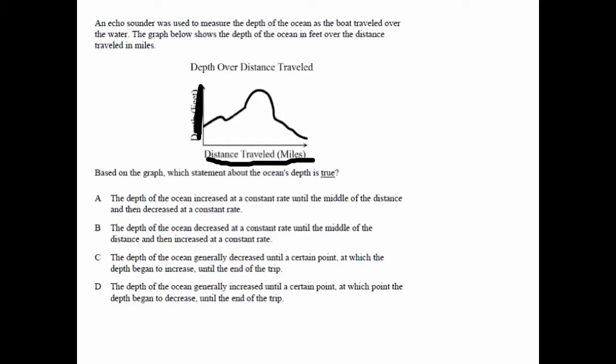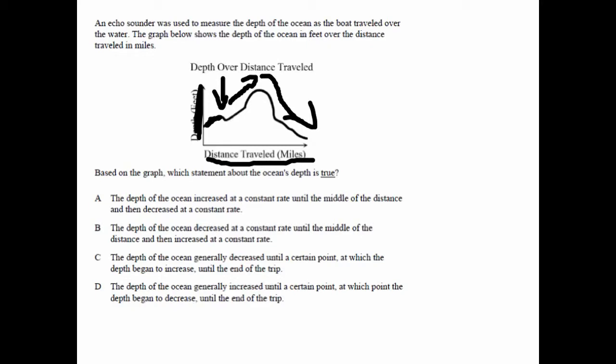For example, here, my line starts off with a relatively deep point in the ocean, but as we continue to travel, this little dip here shows that the water is getting shallow. As I continue to travel, the water is continually getting deeper, which is why the slope is increasing. And then as I travel again, it looks like my depth is decreasing. So let's go ahead and read our answer choices.